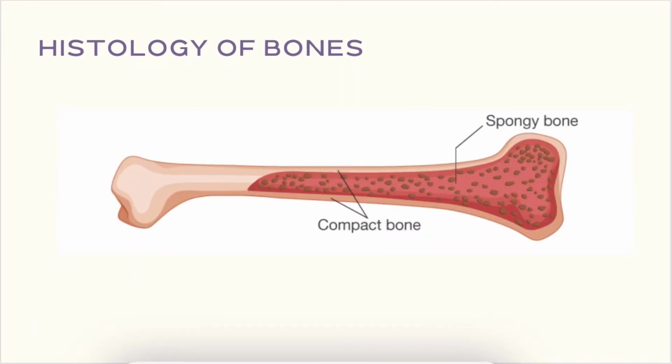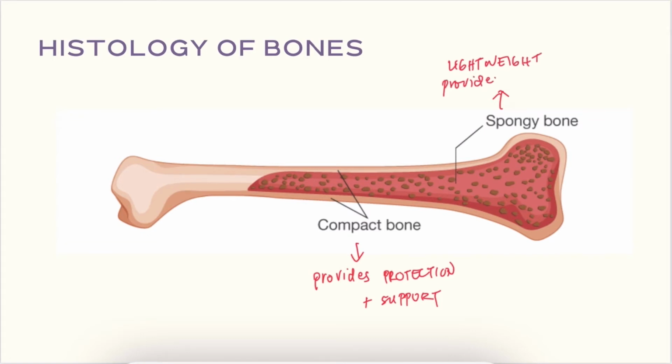Continuing the histology of bones, let us differentiate the compact bone, which you can see is in the outer layer, and our spongy bone, which is in the inside. Our compact bone is good at providing protection and support, versus our spongy bone, which is lightweight and provides tissue support.